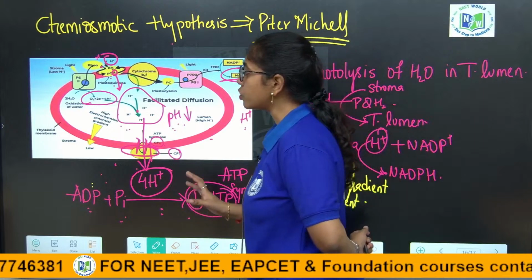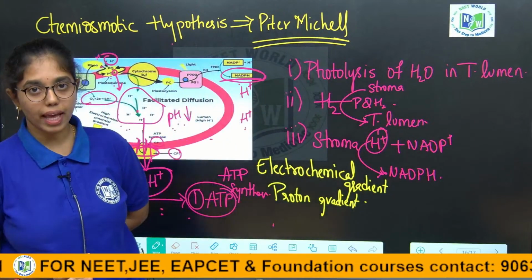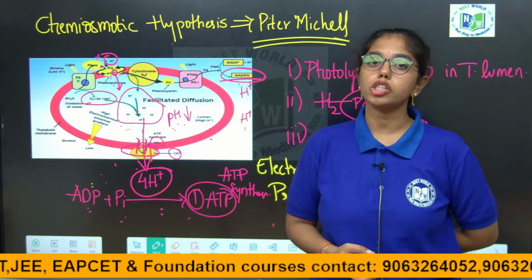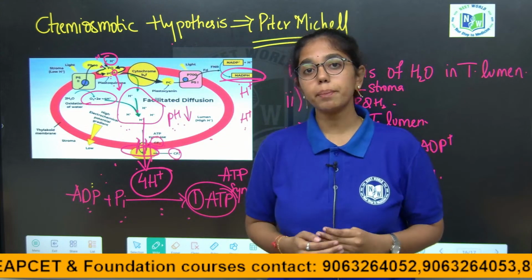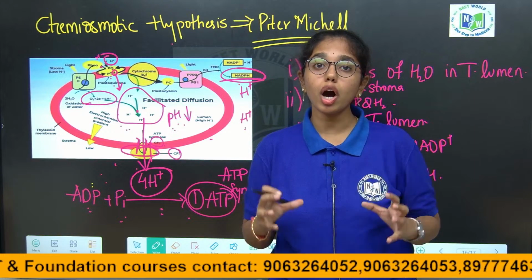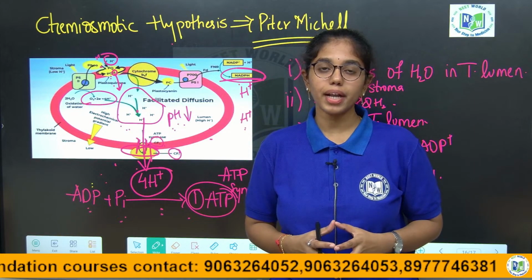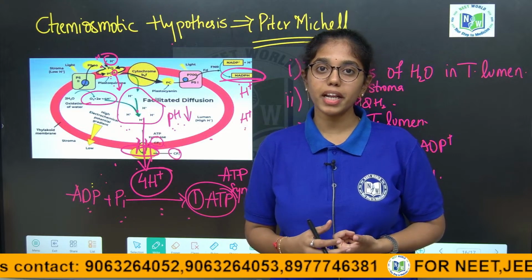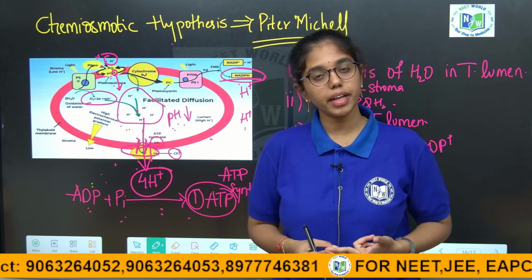So with this we have clearly understood the light reaction, cyclic and non-cyclic photophosphorylation and the chemiosmotic hypothesis. In the coming class, we will discuss all the cycles involved in dark reactions, and we will also discuss photorespiration and factors affecting photosynthesis.